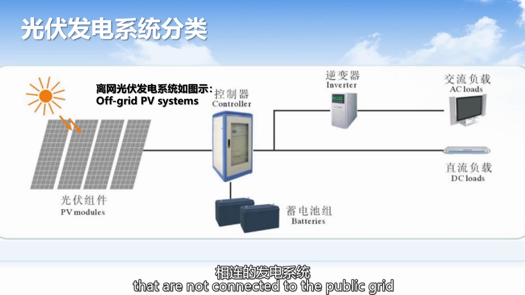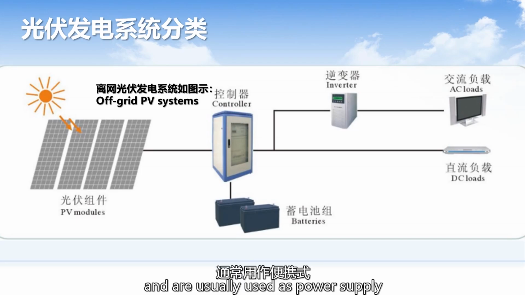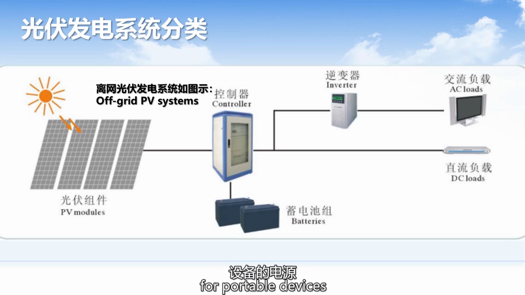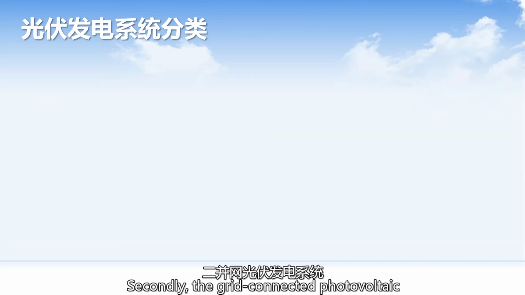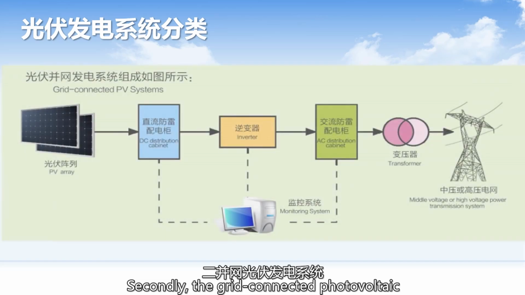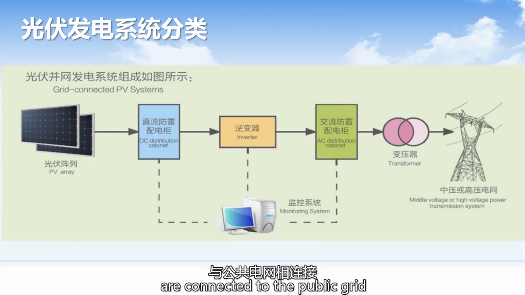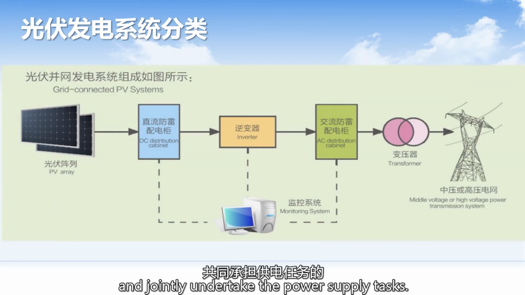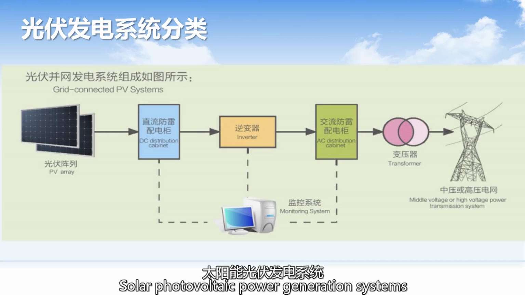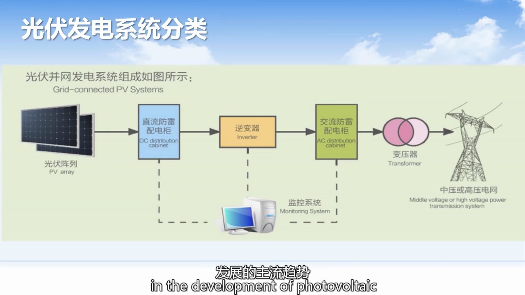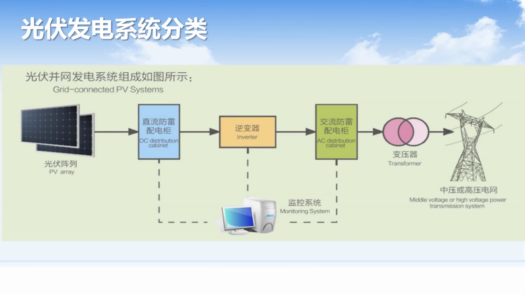Firstly, the off-grid solar photovoltaic power generation systems refer to power generation systems that are not connected to the public grid and are usually used as power supply for portable devices to supply power to the areas or equipment far away from the public grid. Secondly, the grid-connected photovoltaic power generation systems are connected to the public grid and jointly undertake the power supply tasks. Grid-connected solar photovoltaic power generation systems are the mainstream trend in the development of photovoltaic power generation technology today.